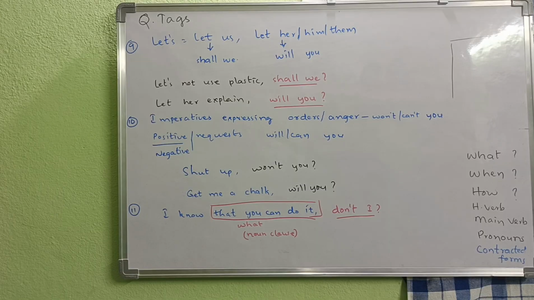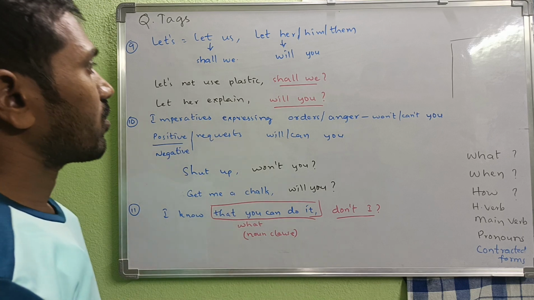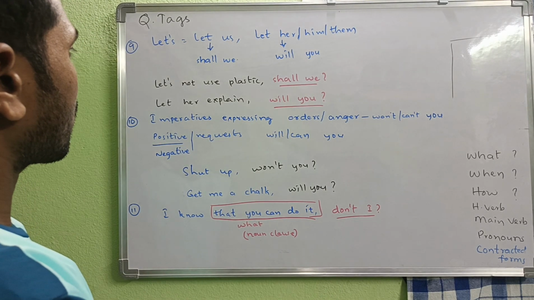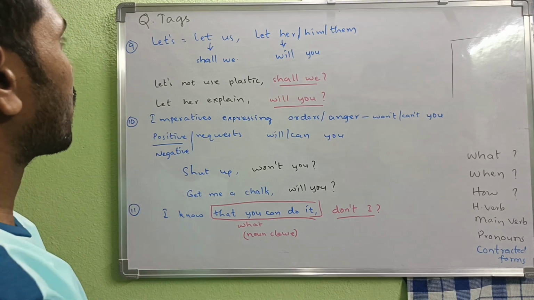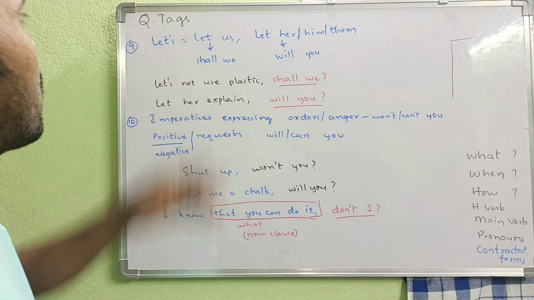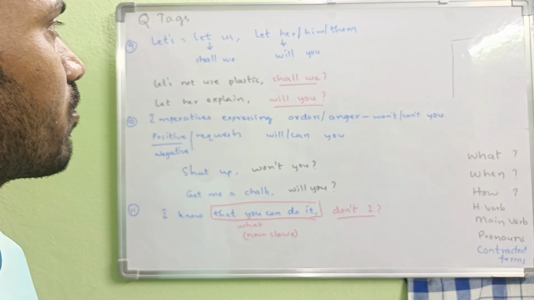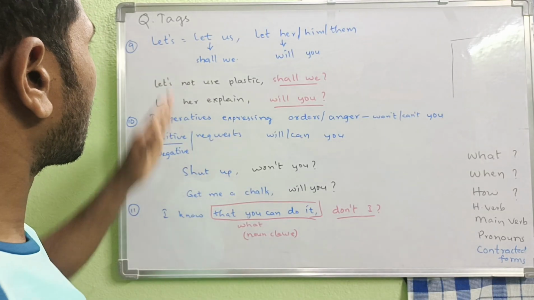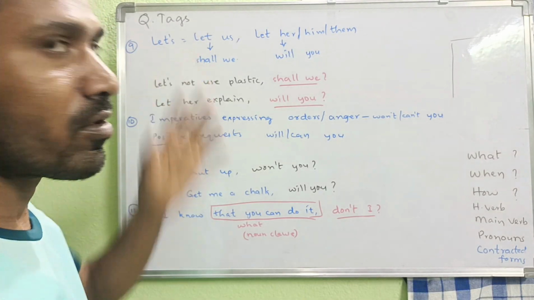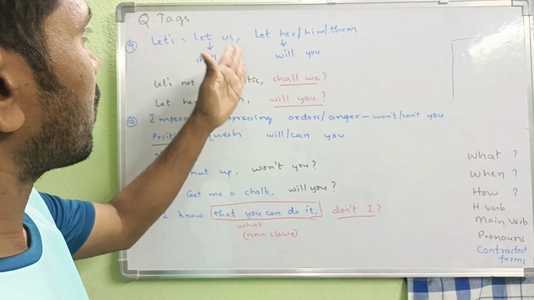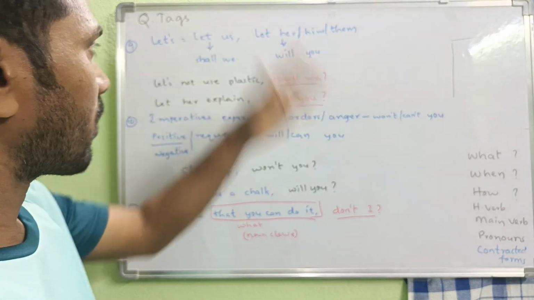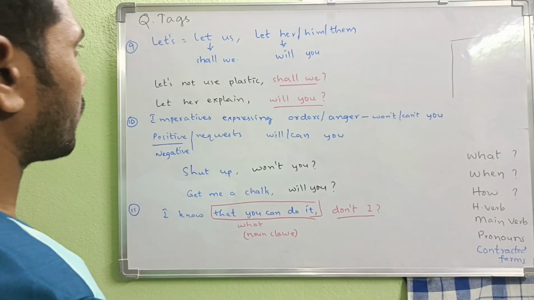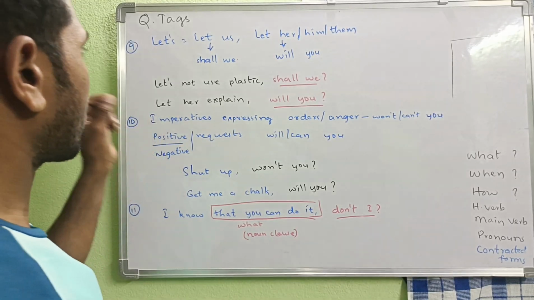Some more difficult rules. Let's and imperative sentences. Let's is also an imperative sentence. Let's, or let her, let him, let them. When we use let us, we have to use shall we. And next, let her or let him, let them, whether negative or positive statements, we have to use will you as a question tag.